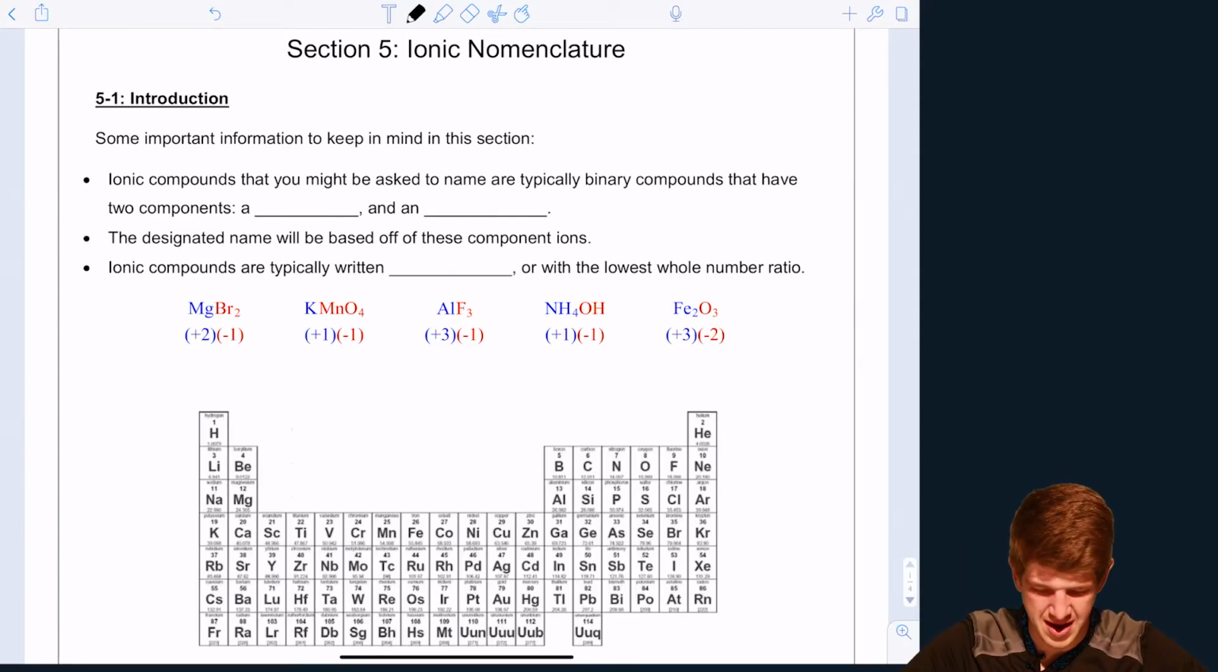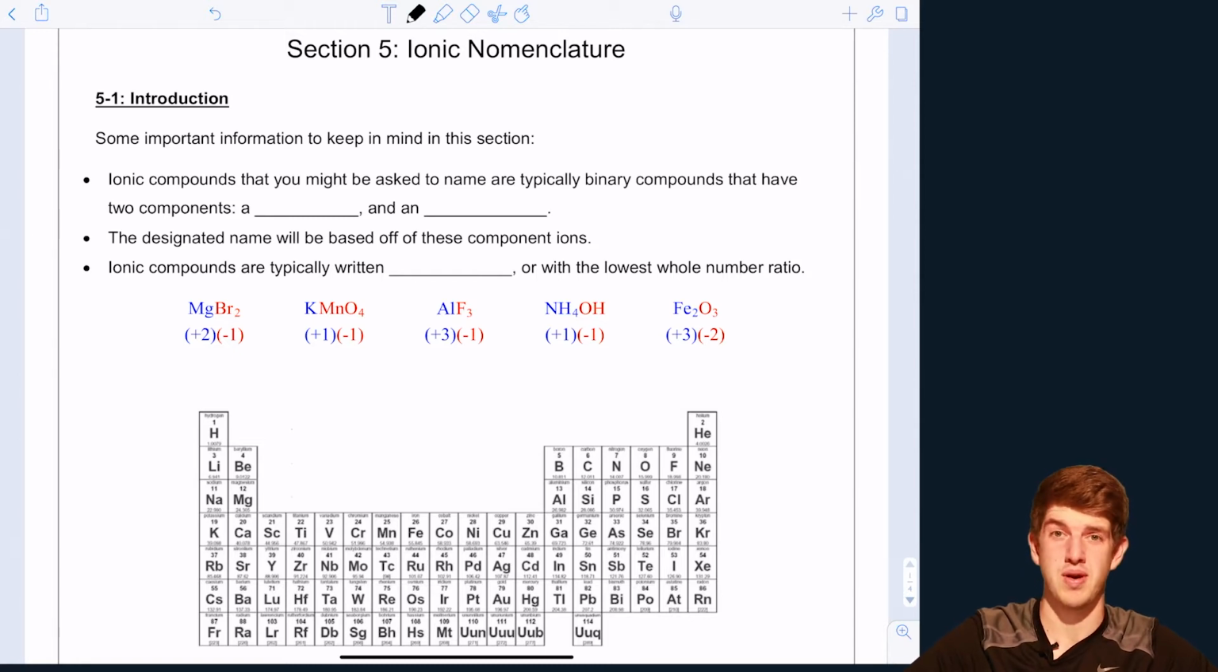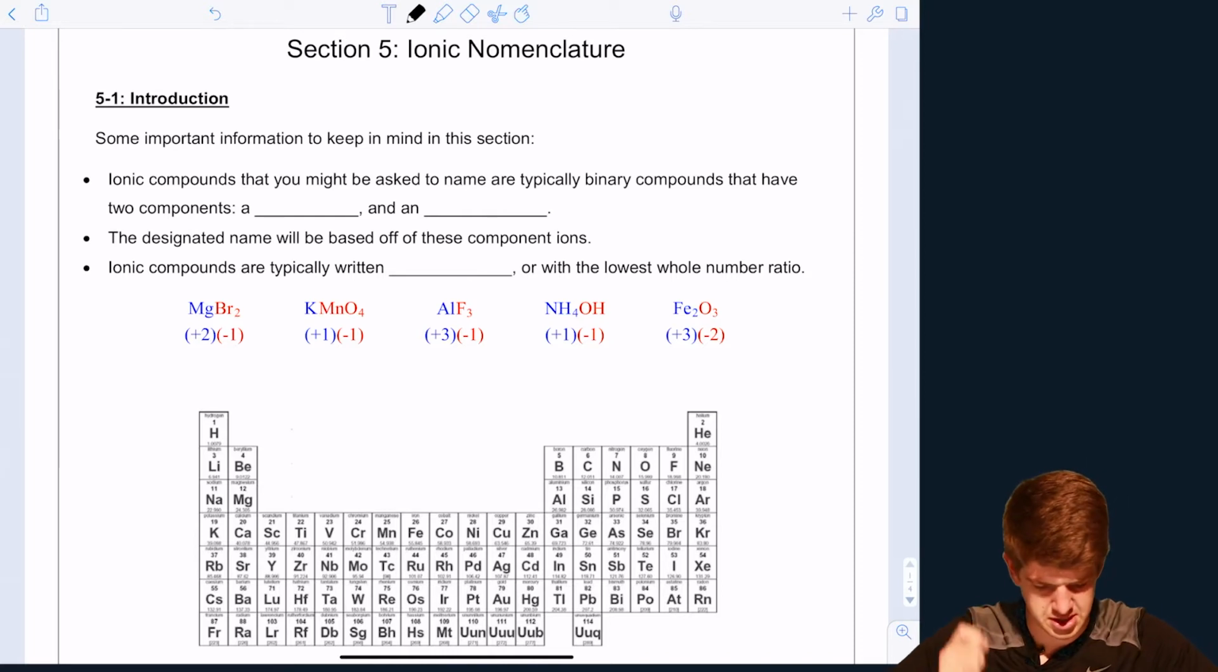Alright, so section 5, Ionic Nomenclature. So now we're going to focus on naming ionic compounds. Some important things you need to keep in mind: ionic compounds are going to be binary compounds, so it's going to be a metal bound to a nonmetal, or something bound to a polyatomic ion in some cases. In this case, we have two components for the compounds that we're going to see, which are a cation, a positively charged part of the compound, and then an anion, a negatively charged component.